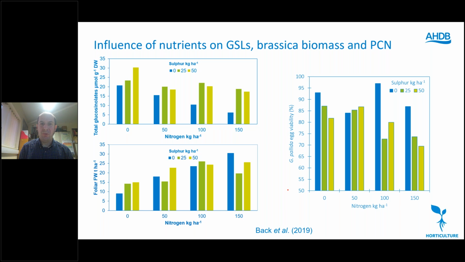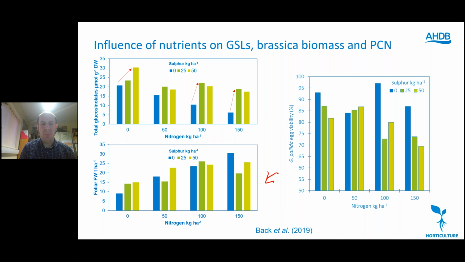This is just a few graphs which nicely highlight what nutrients do in terms of biofumigation. Here we can see the impact of the nutrients in terms of increasing sulfur content on glucosinolate concentration. Clearly going up to 25-50 kilograms per hectare of sulfur is beneficial, and as you would expect with this, if we look at this graph here at the bottom, we can see the effect of more so nitrogen affecting biomass.